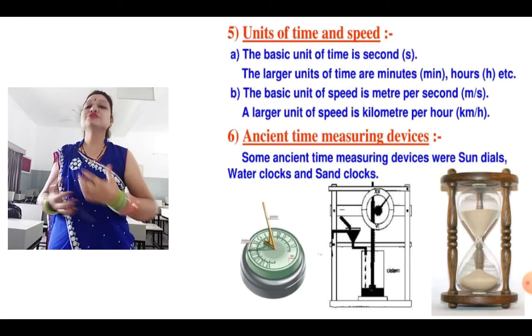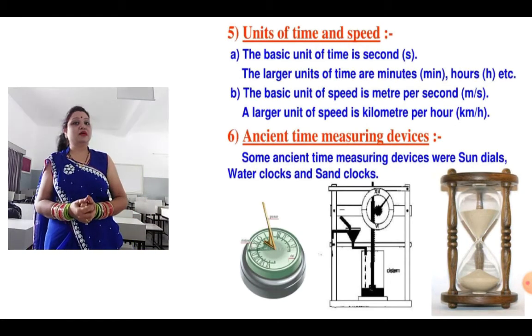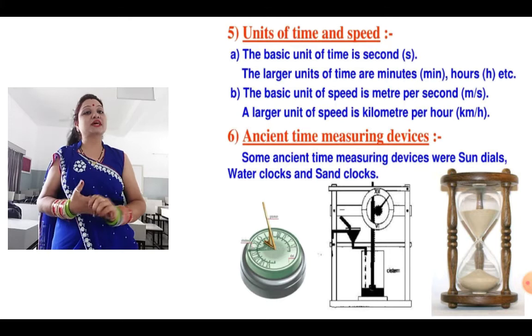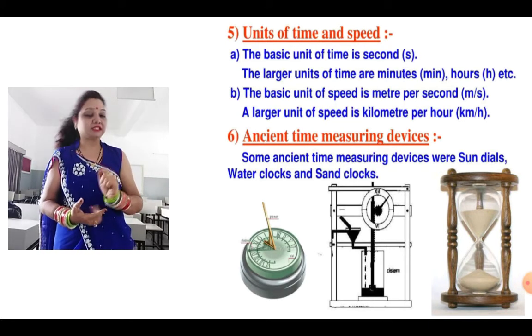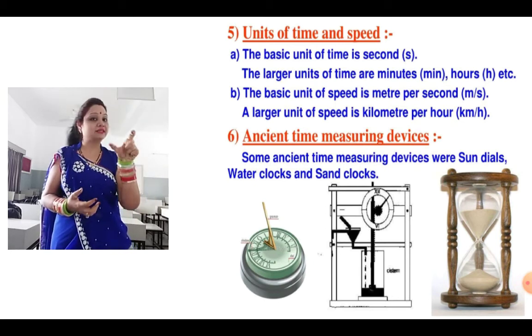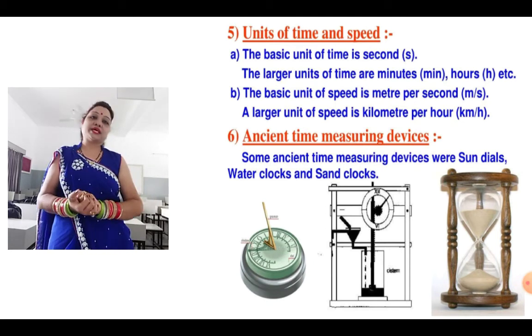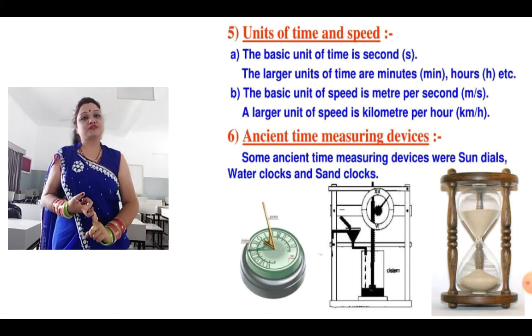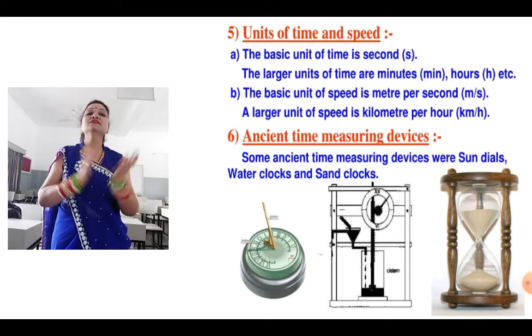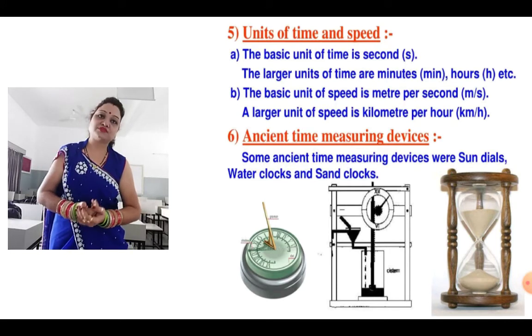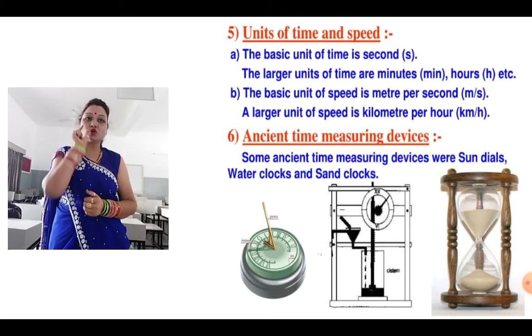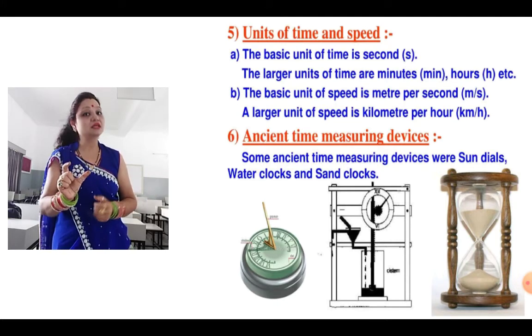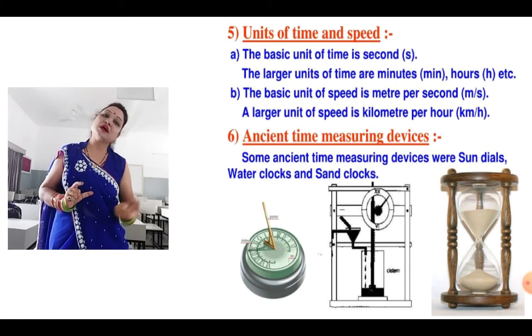Now, in continuity to that, today we will discuss units of time and speed. The basic unit of time is the second. You must have seen the second hand in clocks. The larger units of time are minutes and hours, etc. So these are the units of time. The smallest, the basic one, is the second, and the largest one is the hour.